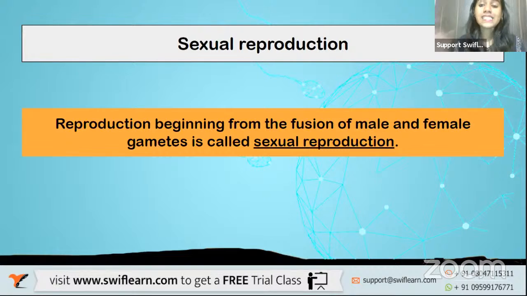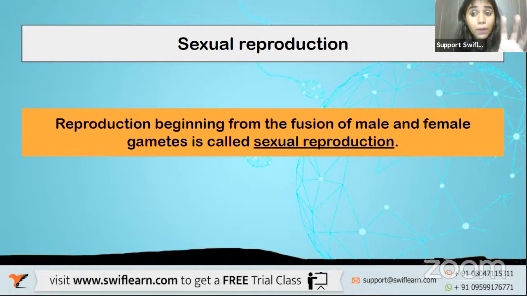Getting it? Sexual reproduction always needs two partners of opposite sex, that is, a male and a female. Fusion of a male and a female gamete comes under sexual reproduction. Now, what is asexual reproduction? Under asexual reproduction, only one parent is required, because there is no fusion of gametes in asexual reproduction. So there is only one parent required.